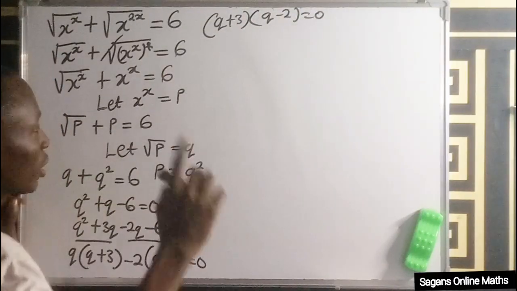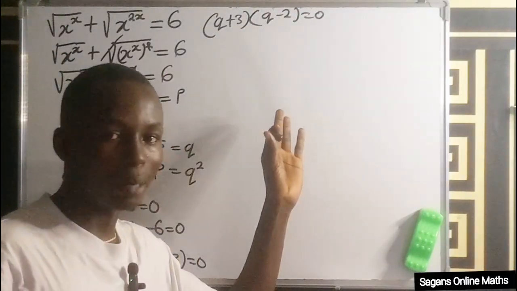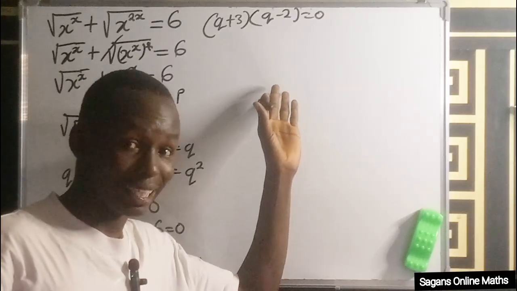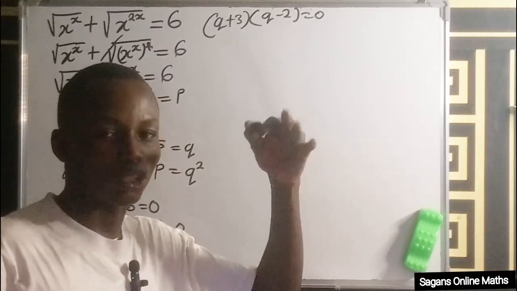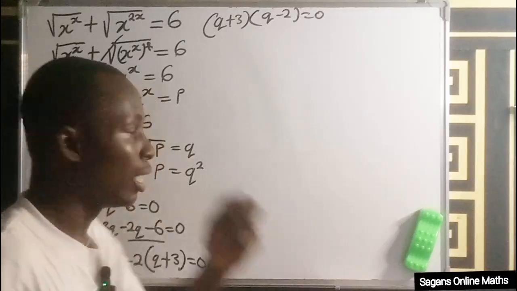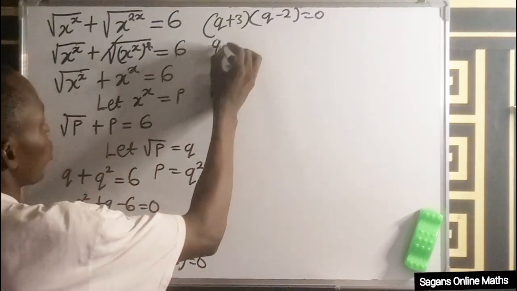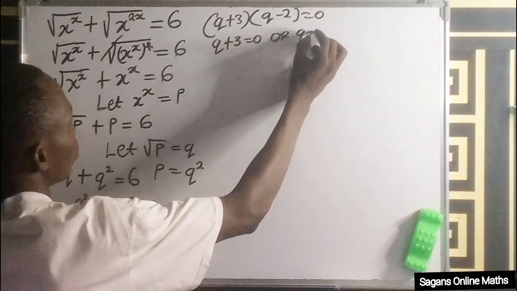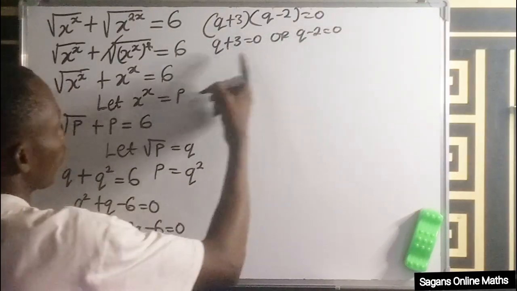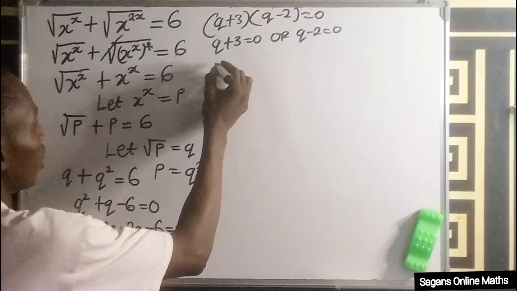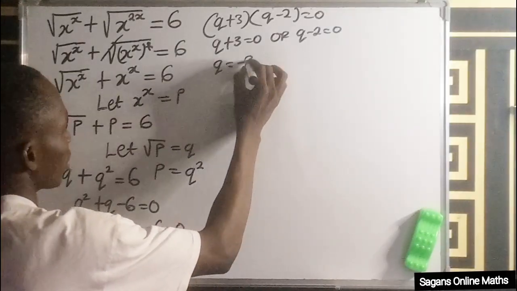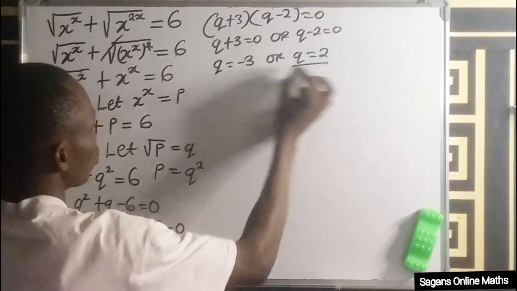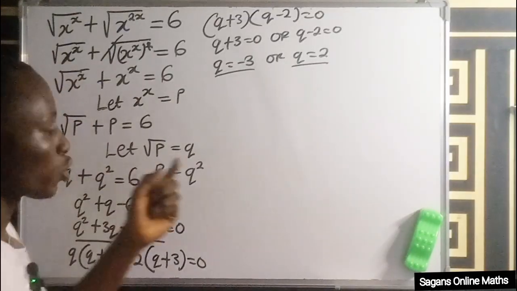Take note that when the product of two terms is equal to 0, it means that each of them is equal to 0 individually, right? So it means that q plus 3 is equal to 0, or q minus 2 is equal to 0. From here, by subtracting 3 from both sides, our q is equal to minus 3, or our q is equal to 2 by adding 2 to both sides. Now these are the values of q.